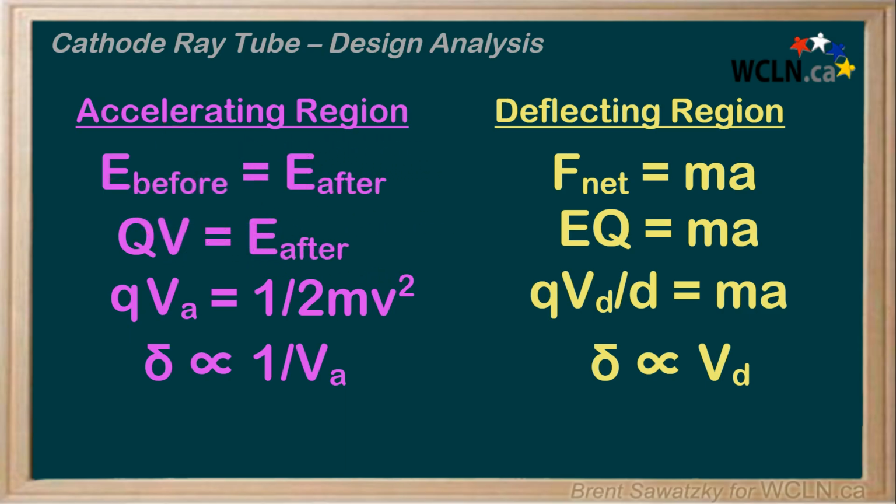We can, as a result, combine these realizations into this relationship. The deflection is proportional to the deflecting voltage over the accelerating voltage. As the deflecting voltage increases, so does the deflection. As the accelerating voltage increases, we're dividing by a bigger number, and the result is the deflection decreases. So this relationship enables us to make deflection predictions based on previous observations and adjustments to the voltages.